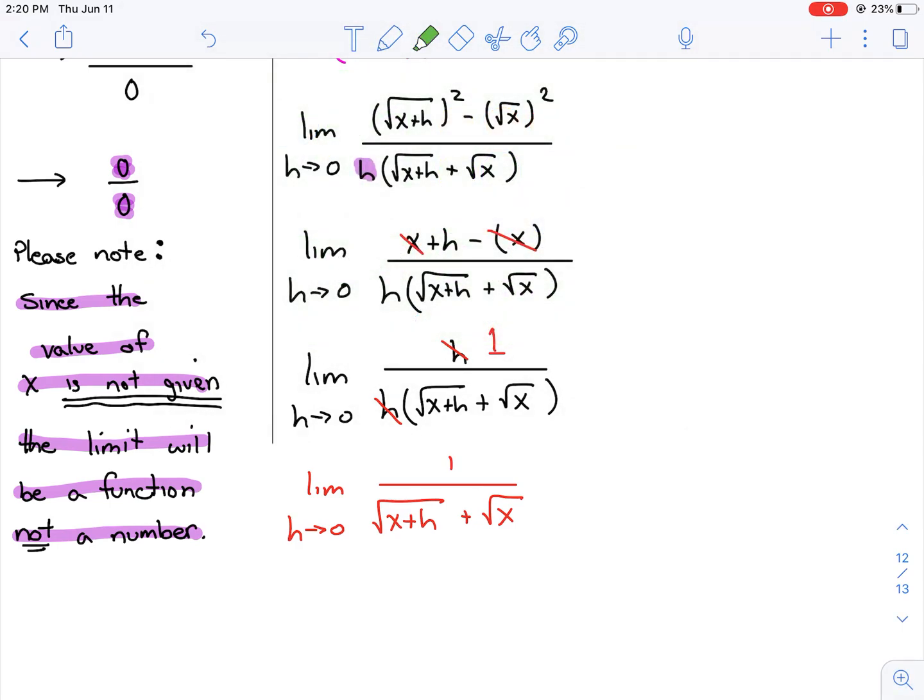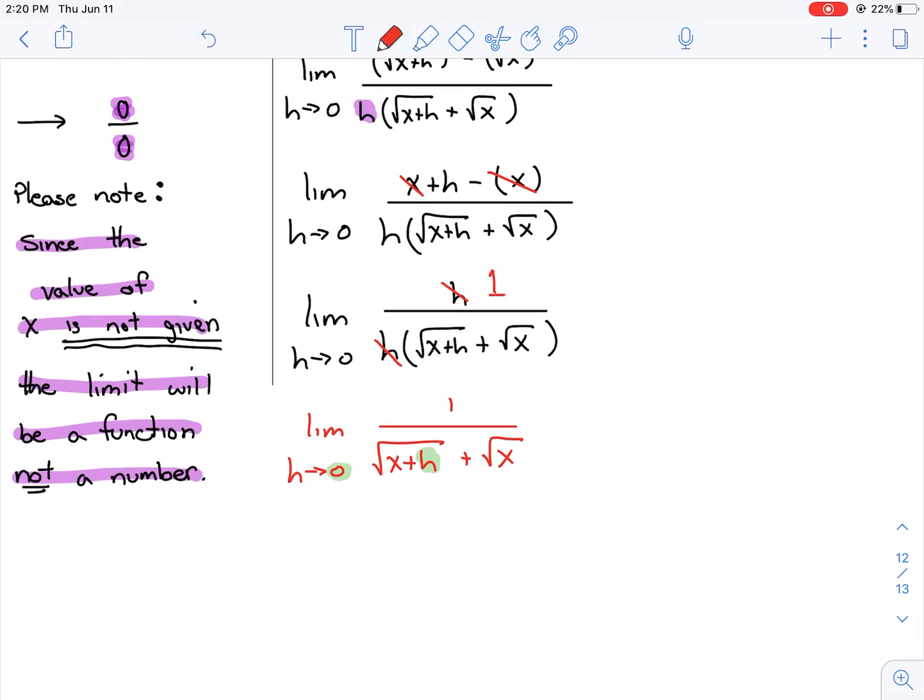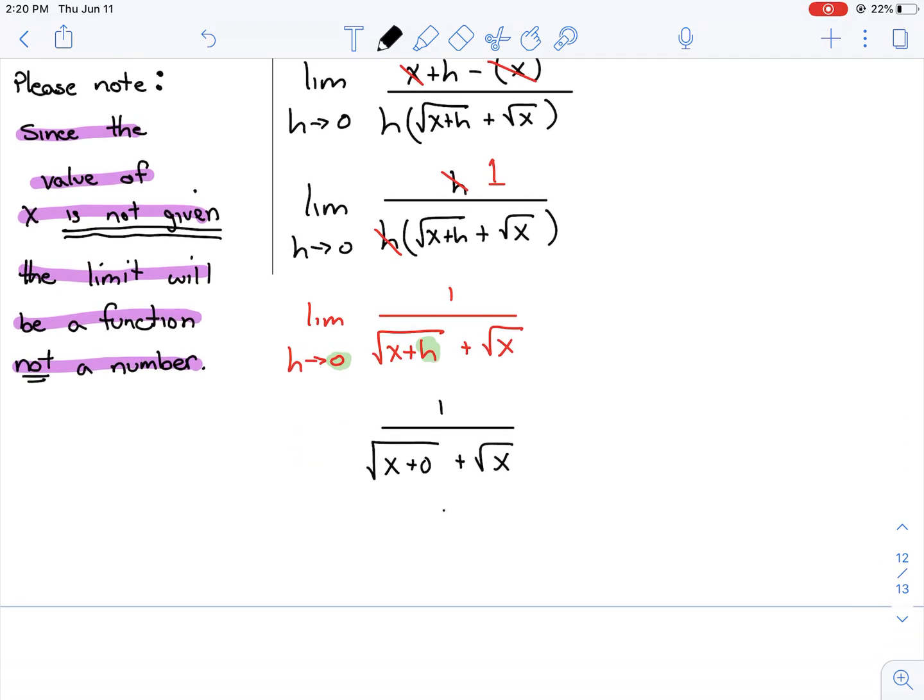And from here, notice that if we substitute 0 in for h, we no longer get 0 divided by 0. We actually get an expression. So this becomes 1 divided by the square root of x plus 0 plus the square root of x, which is 1 divided by the square root of x plus the square root of x, which equals 1 divided by 2 times the square root of x.